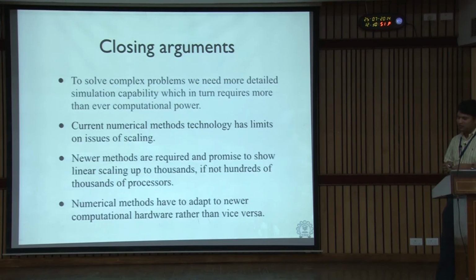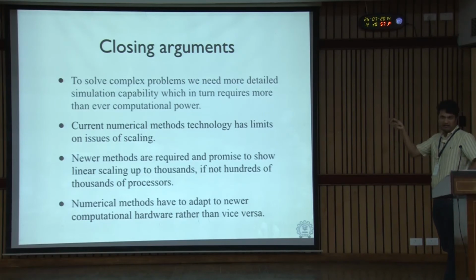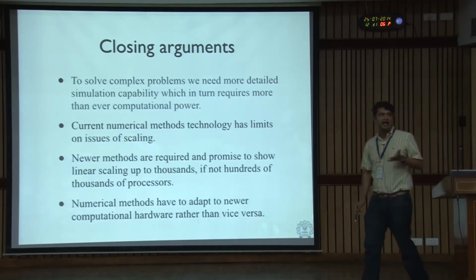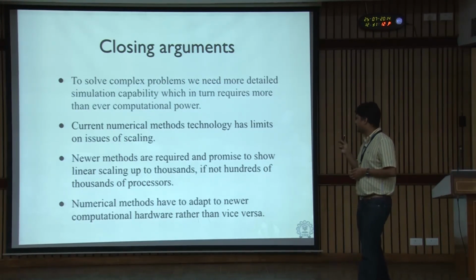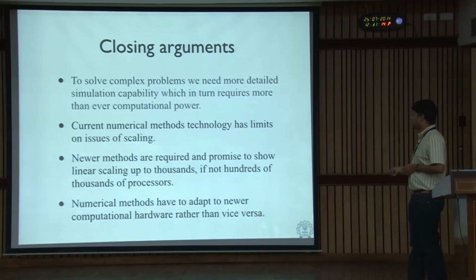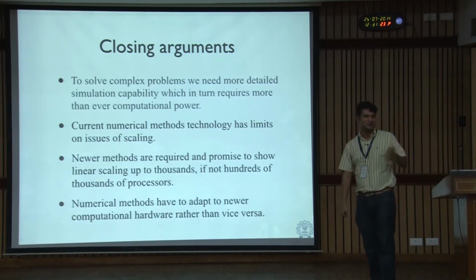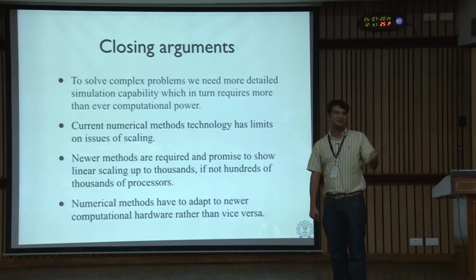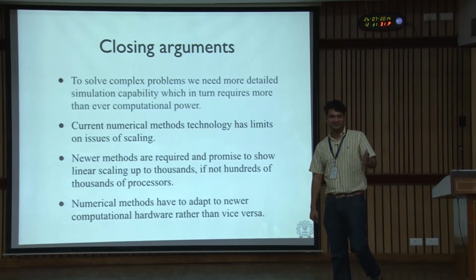Okay, so my closing argument is that to solve complex problems like the cases I showed for storm surge and tsunamis, we need more than ever computational power, and current numerical methods have scalability issues. Finite volume methods, etc., don't scale as well. And so the biggest argument is that numerical methods have to adapt to newer computational hardware rather than vice versa, because we can't go to Intel and say, hey, design me a chip which will do CFD better. Intel will put out something and we have to figure it out. Okay, thank you. That was the end.